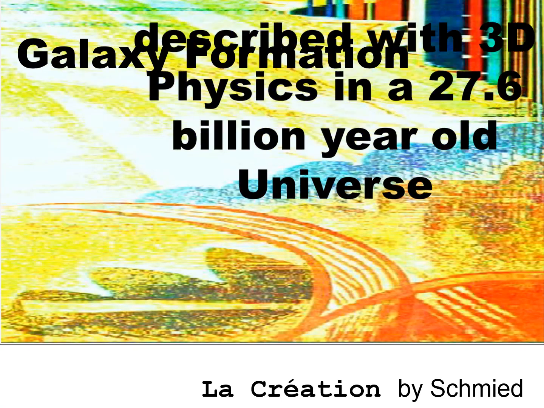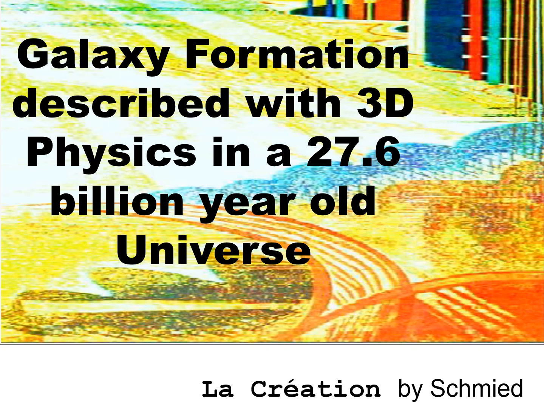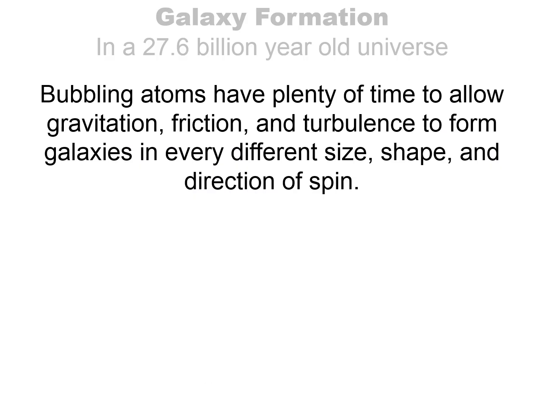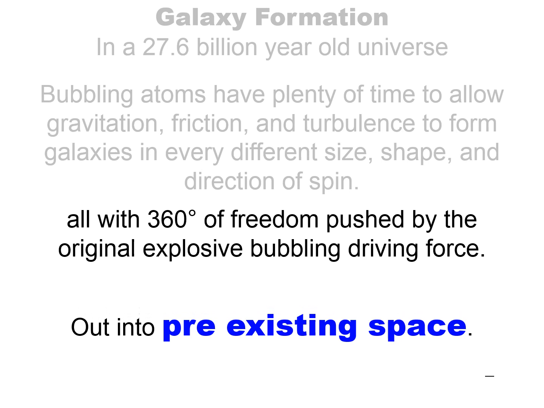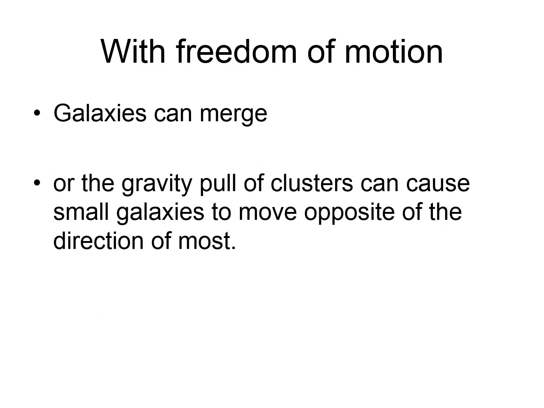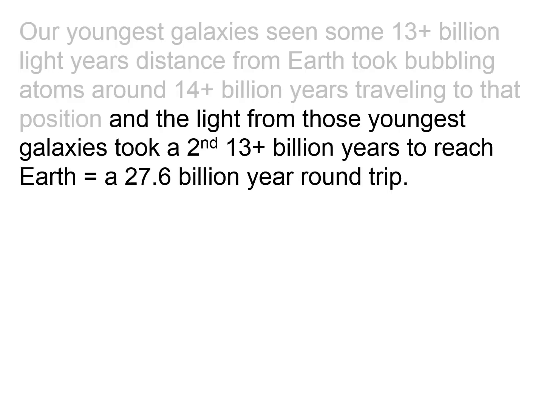This brings us to the next point of this presentation: galaxy formation described with 3D physics in a 27.6 billion-year-old universe. Bubbling atoms have plenty of time to allow gravitation, friction, and turbulence to form galaxies in every different size, shape, and direction of spin, all with 360 degrees of freedom, pushed by the original explosive bubbling driving force out into pre-existing space. With freedom of motion, galaxies can merge, or the gravity pull of clusters can cause small galaxies to move opposite of most.